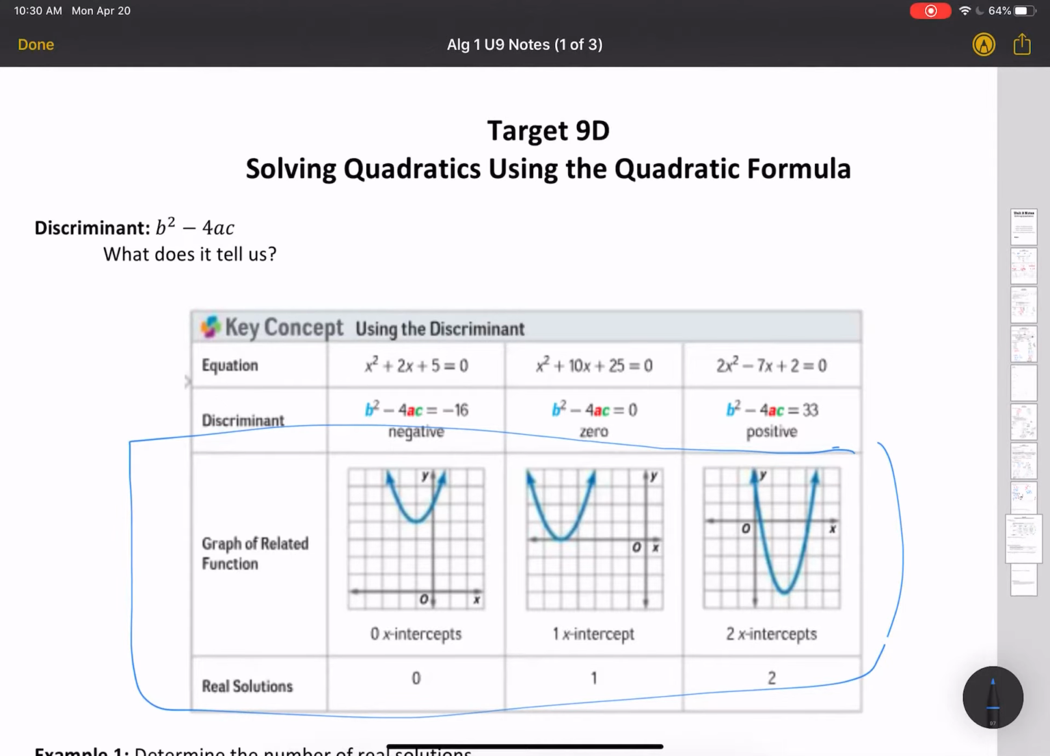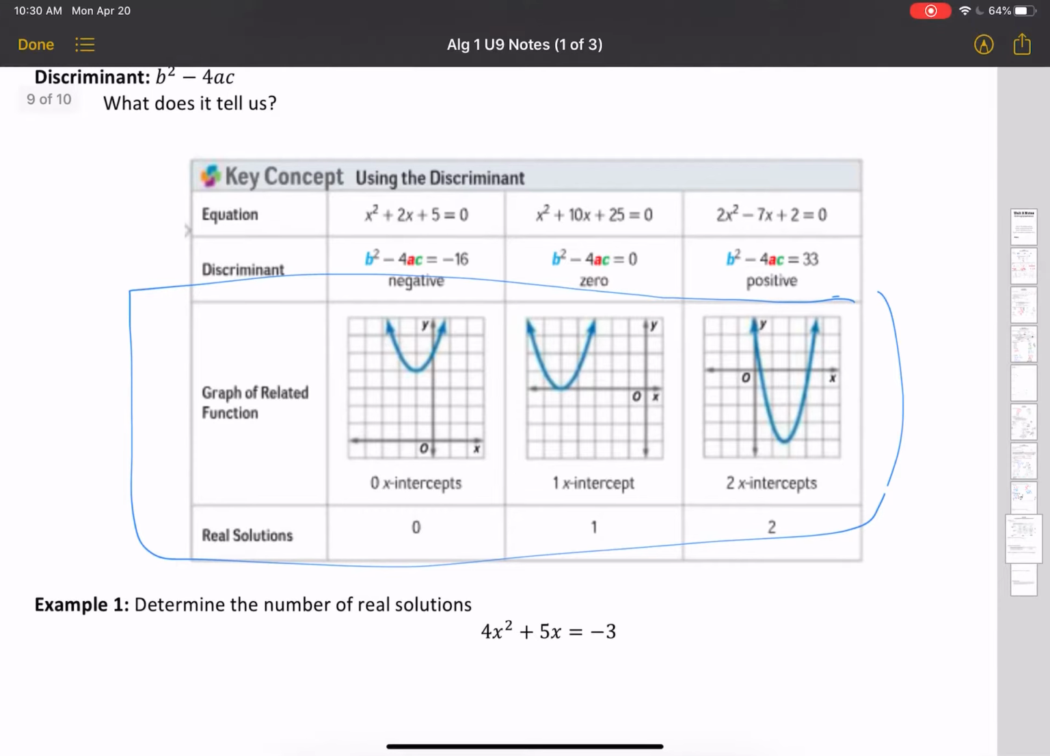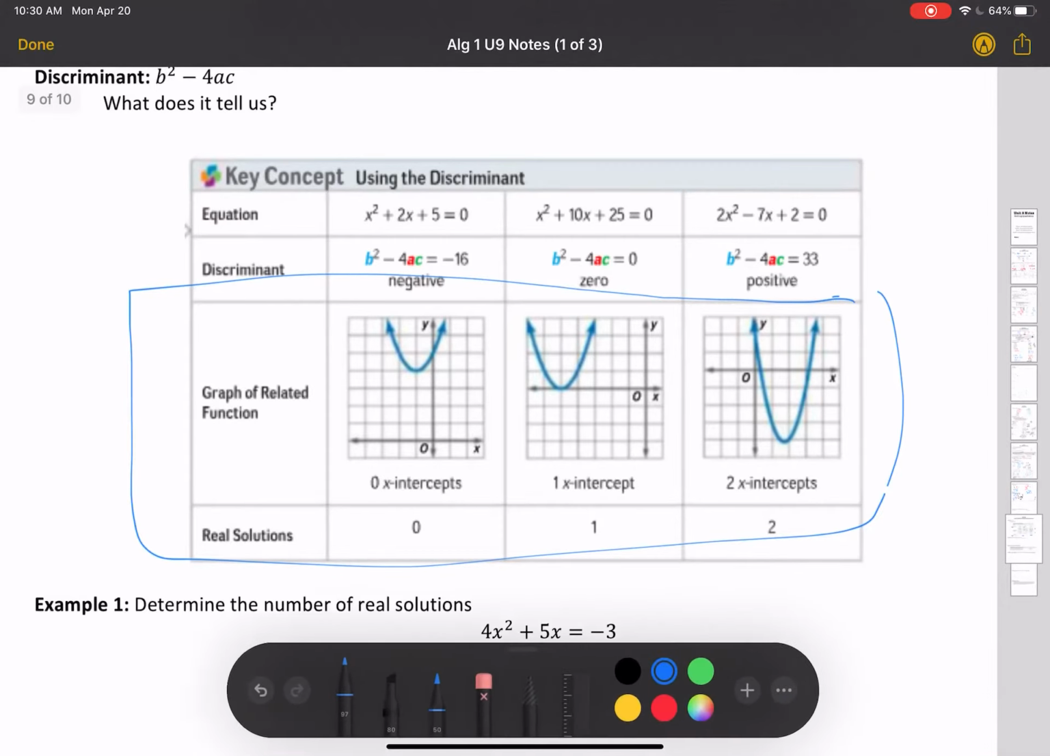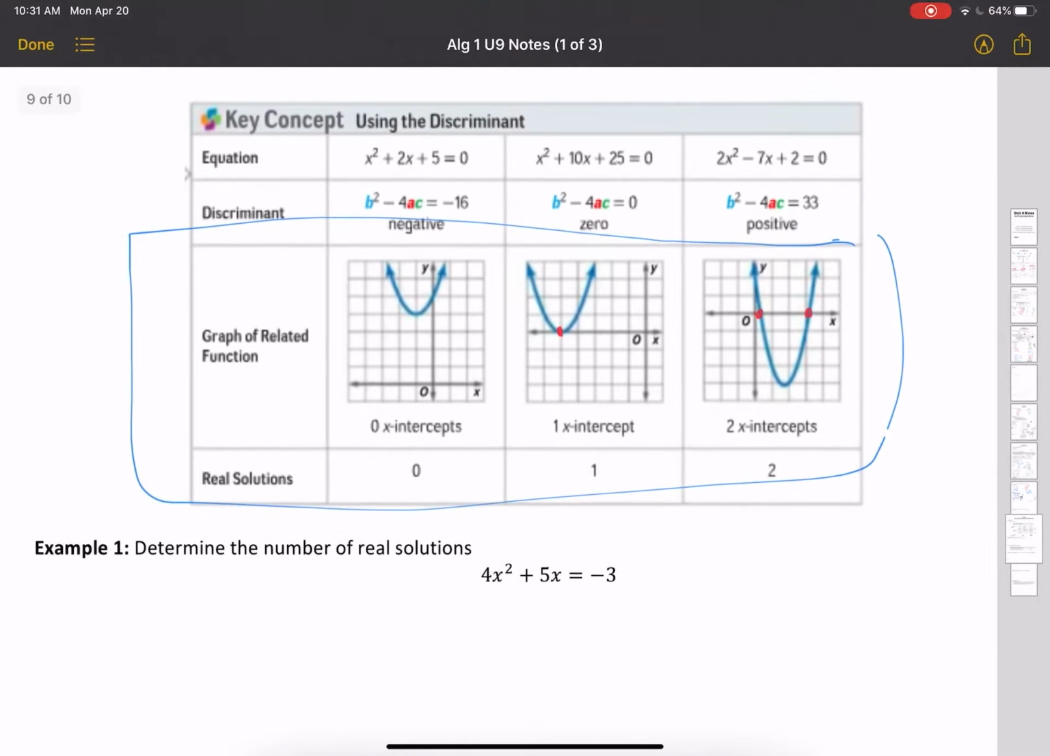So I want to bring your attention to this part of the table. Remember, the solutions of a quadratic refer to its x-intercepts. So if it has 0 x-intercepts, there are no real solutions. If it has 1 x-intercept, if it touches it once, that's 1 real solution. Then if it has 2 x-intercepts, that's 2 real solutions. So that's your graphical representation. You've got x-intercepts, those translate to solutions. So we're going to skip this problem for now.